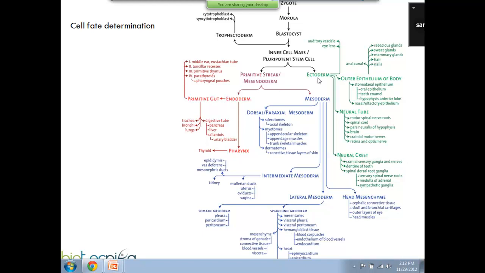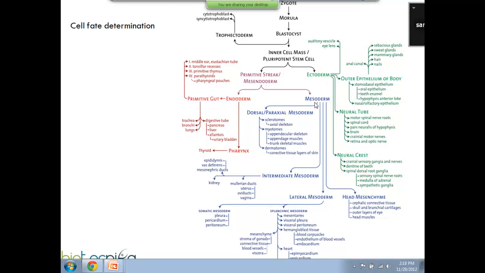If you see, the ectoderm are the cells involved in the formation of eyelids and auditory vesicles, so you can see the ear and eyes, and then the outer epithelium of the body, the entire skin cells, and the neural tube, all your nerve cells, the neural crest, that is nothing but your brain as well as all your sensory organs. All of them are products of your ectoderm. It is straightforward. Remember this some way or other. I am telling the easiest way.